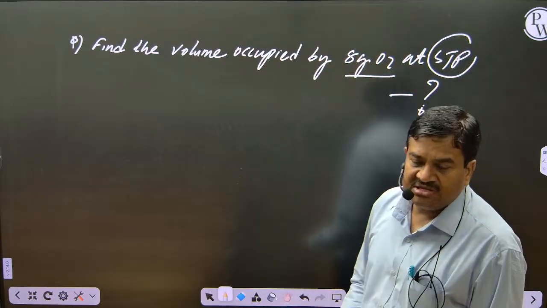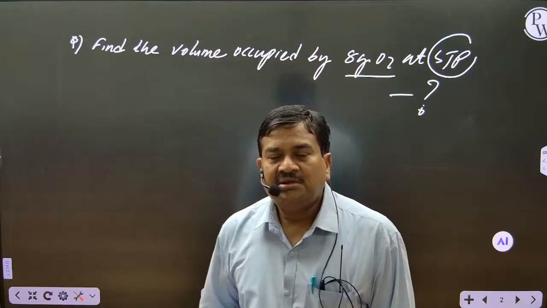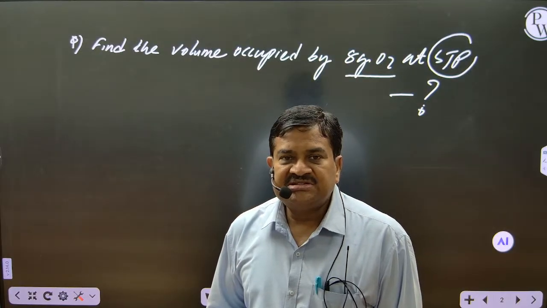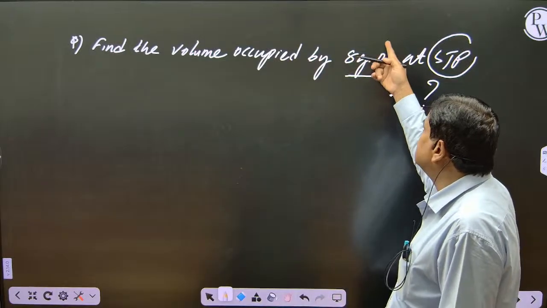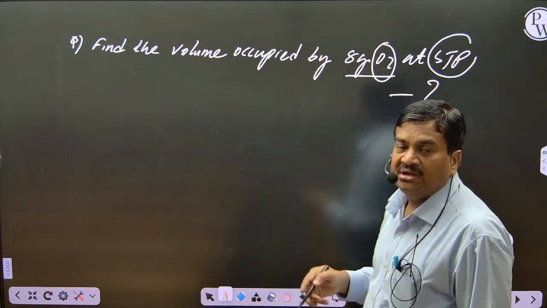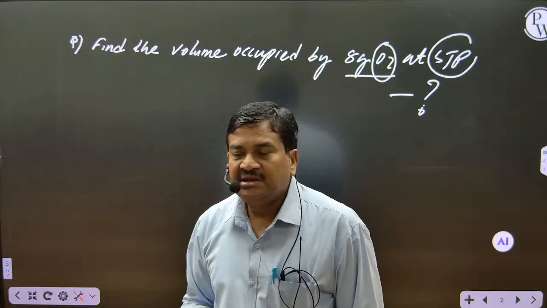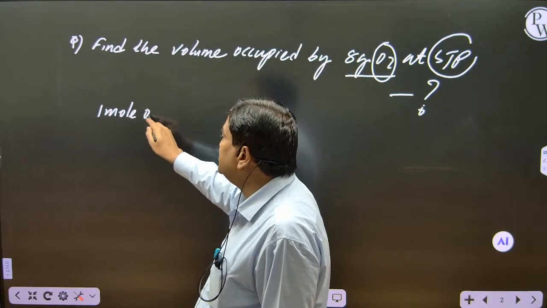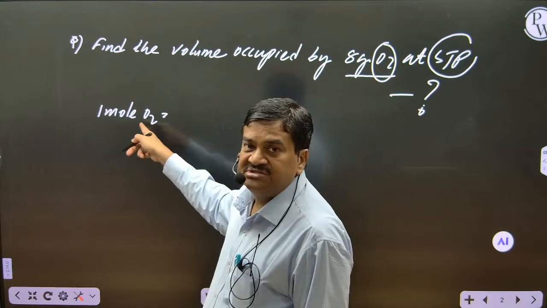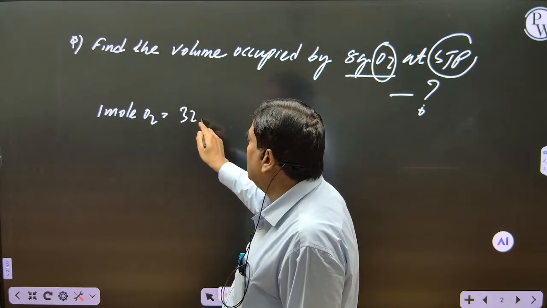Now tell me, what is the molar mass of oxygen? Last class we discussed the mole concept. What is the molar mass for oxygen? 1 mole of oxygen weighs how many grams? 32 grams. Is it right? So if I take 1 mole of oxygen, it weighs 32 grams. How did you get 32? 16 twos are 32 grams.